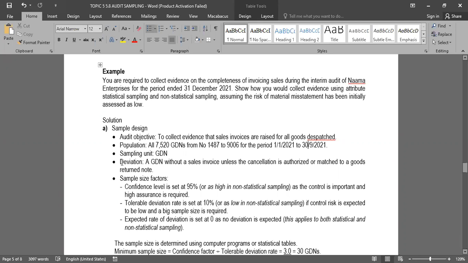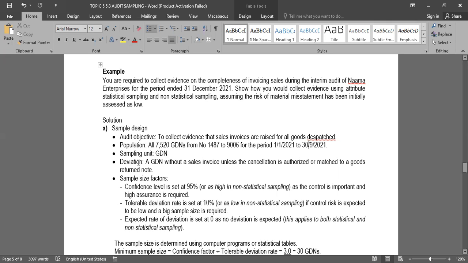Now from the population, you come up with a sampling unit. Sampling unit usually is that item that you're looking at. In this case, it's a goods delivery note. On another day, it will be a sales invoice, on another day maybe a payables list, on another day maybe a register. So in short, sampling unit is that item that you're looking at. Then we have deviations. Deviations, like I already told you, are what you're trying to check in your objective.